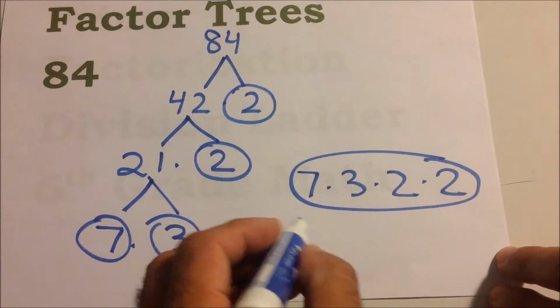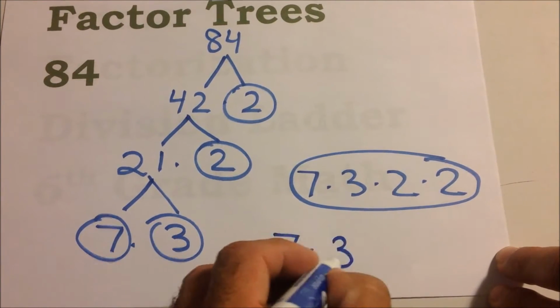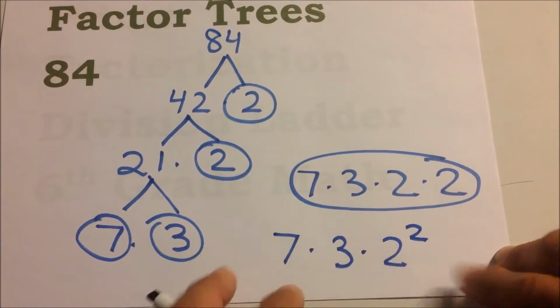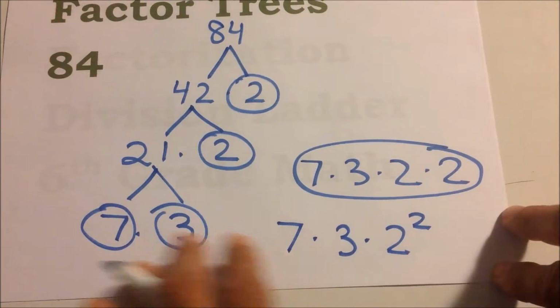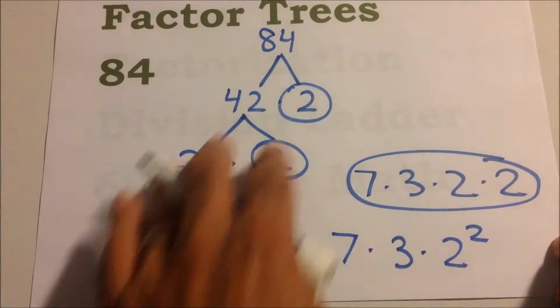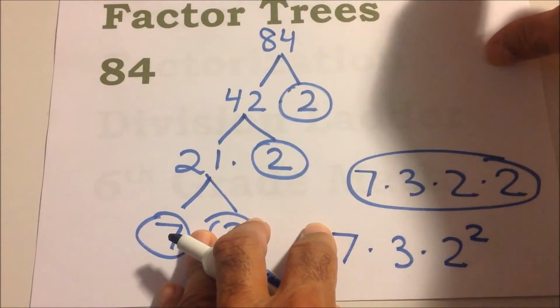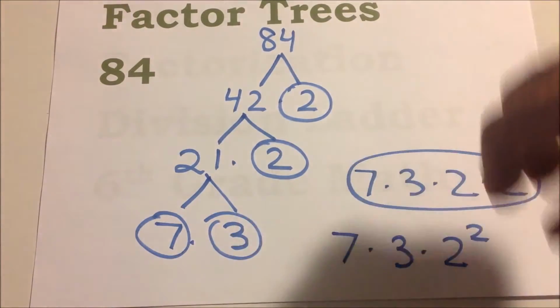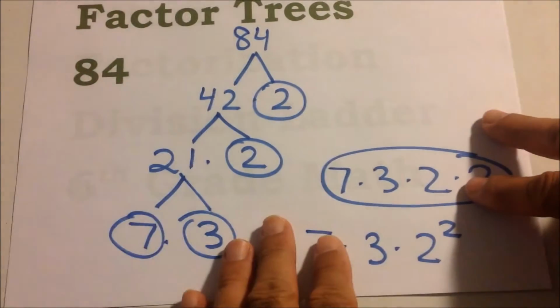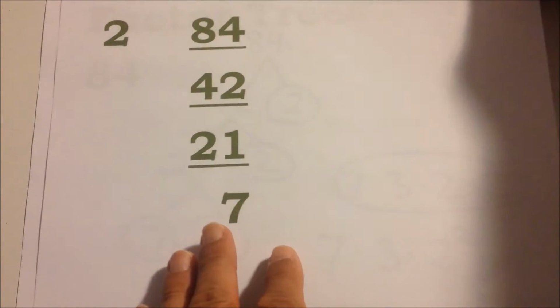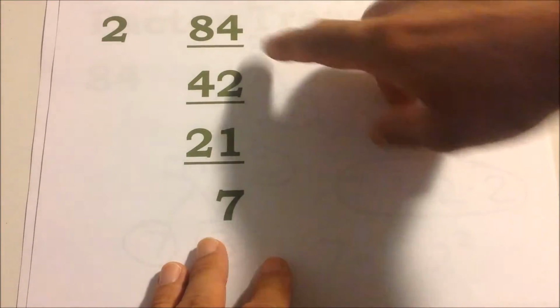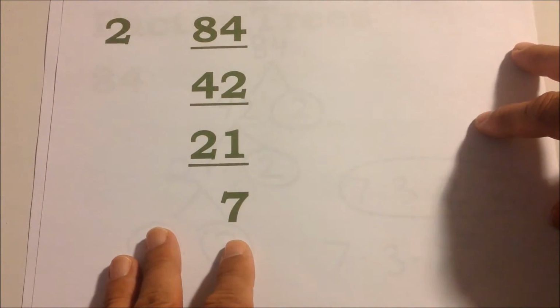You can also use exponents in it. You can do 7 times 3 times 2 squared, because 2 squared is 4. And we'll talk about exponents in another video. So that's using factor trees, but there is another method, and it's called the division ladder method. With the division ladder method, we're going to make something like a ladder. Here's what it looks like. Let's use 84, since we did it before.